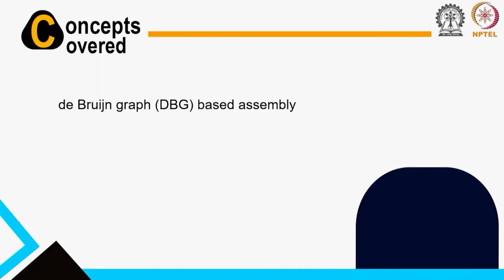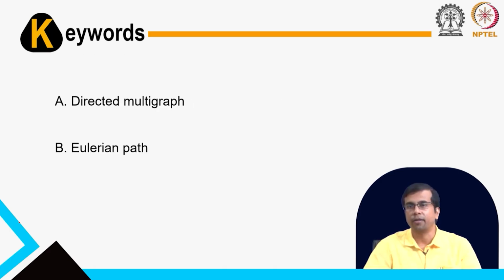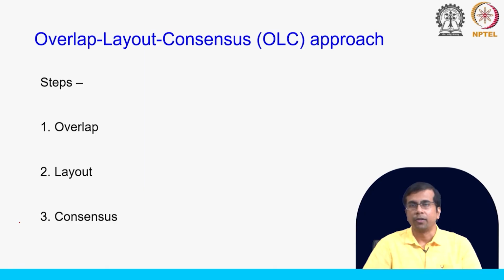So, this is the agenda for this class. We will be talking about de Bruijn graph based assembly, and here are the keywords for this class. The first one is directed multigraph, the other is Eulerian path. So, just to summarize what we have seen in the overlap layout consensus approach, there are three steps. The first step is building the overlap graph, then the second step is doing the layout, where we remove the inferred edges that can be inferred from other edges of the network, and then the third step is the consensus calling, where we determine the sequence of the reference genome.